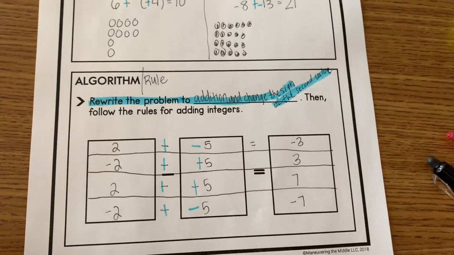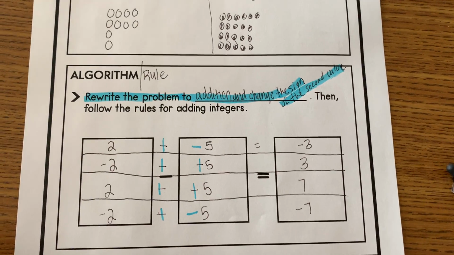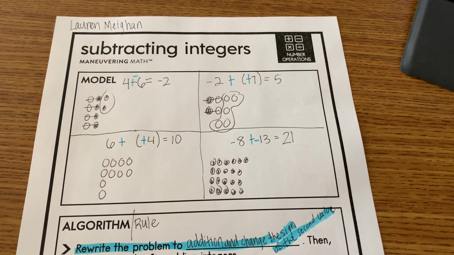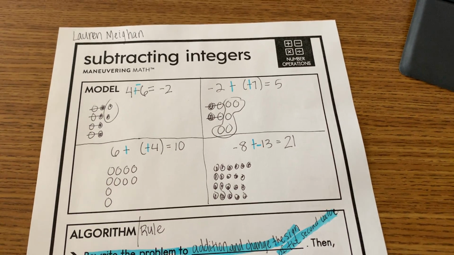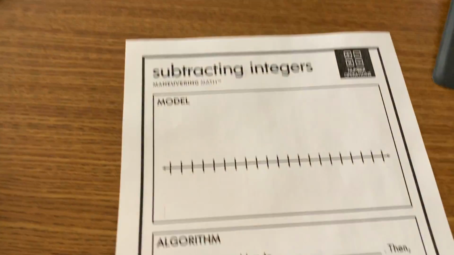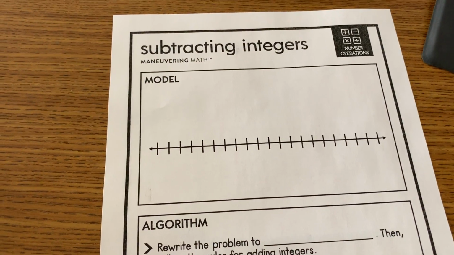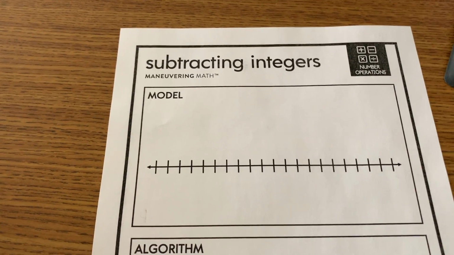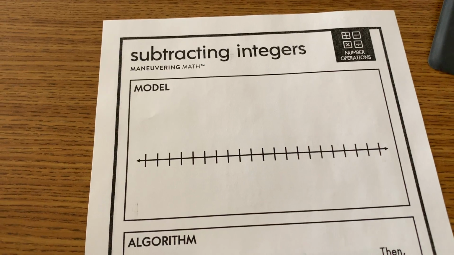All right, guys, so we just finished taking notes on the actual algorithm for subtracting integers, and then we also modeled that out with counters or models. So the last thing we're going to do is use the number line to model this out. And again, the reason why we have three separate things is so that we have a couple different ways for this information to really solidify in our brain.